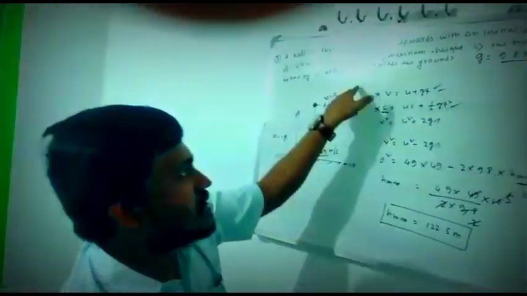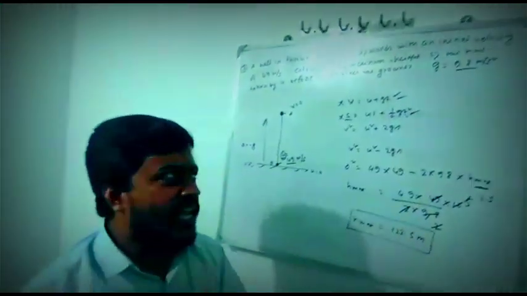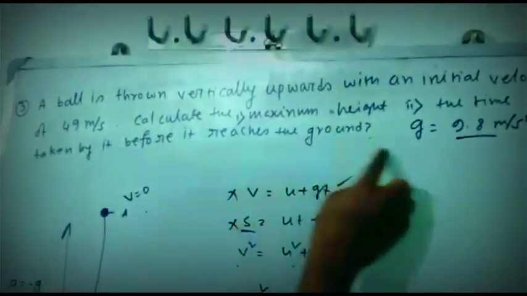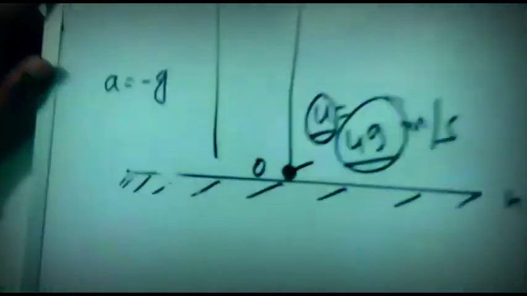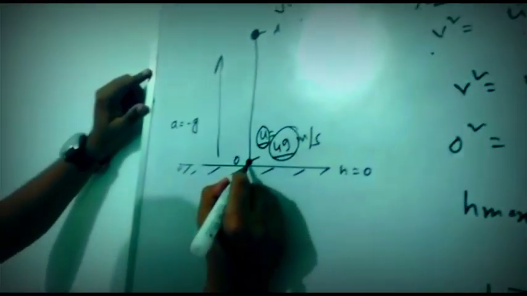And now students, second part. The second part is a very important, crucial and conceptual part. We need the time taken before the object reaches the ground. You throw the object with a speed of 49 meters per second, and after that it reaches the maximum height and comes back to the same position.